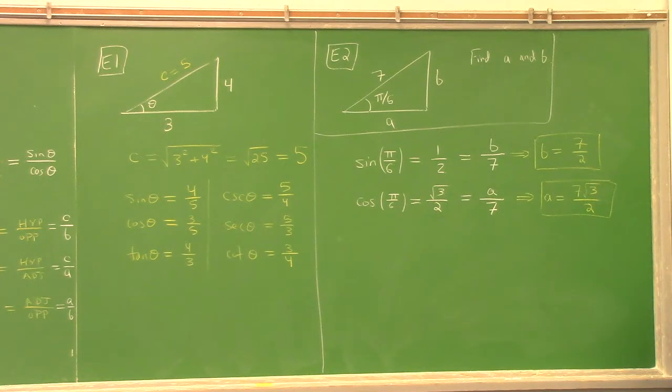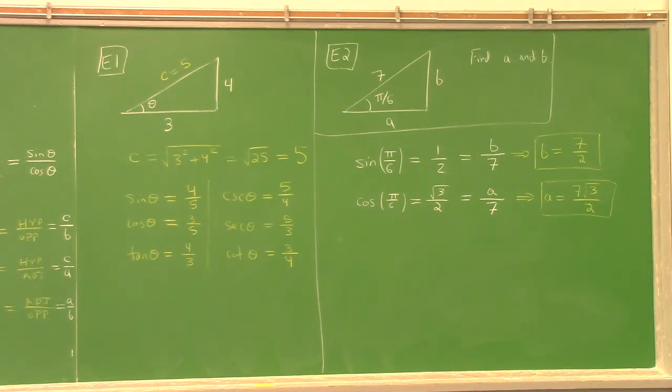This could be theta, right? And I'm labeling adjacent side, opposite side, hypotenuse, right? So it's still the case. Cosine theta, A over C, sine theta, B over C, tangent theta, B over A, right?